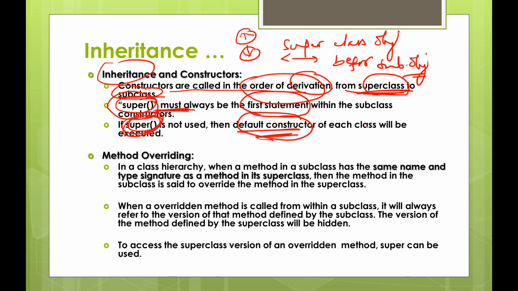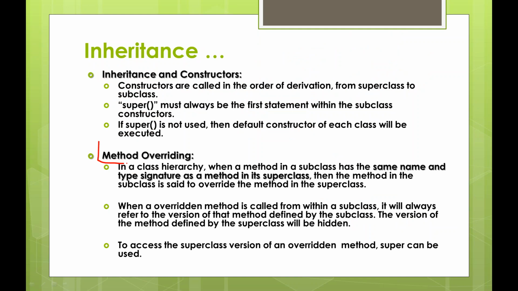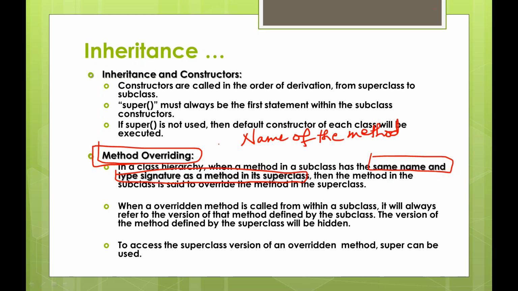Okay, so let us move on to inheritance: method overriding. So what is method overriding? The main important thing with respect to method overriding is this particular thing: the name of the method and the type signature must be the same. Name of the method plus the type signature.